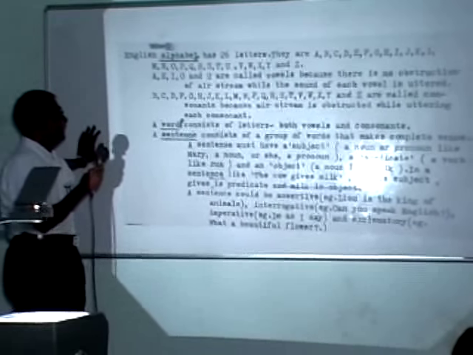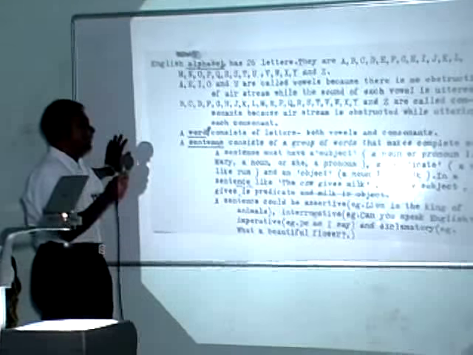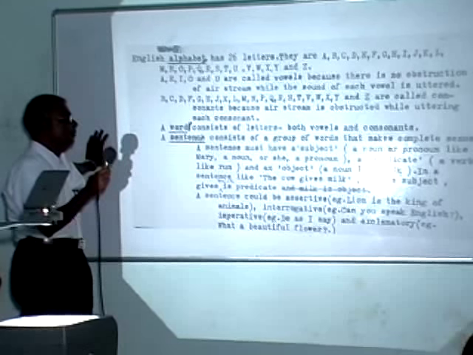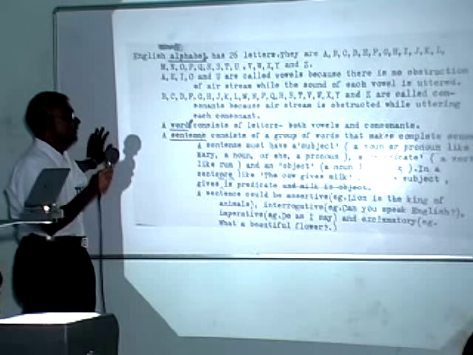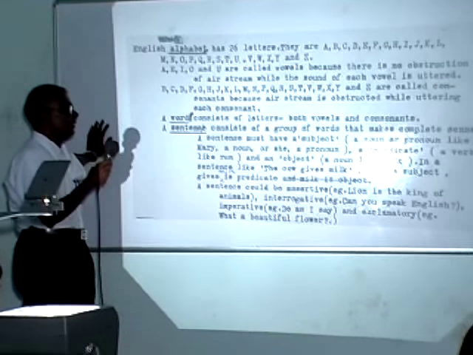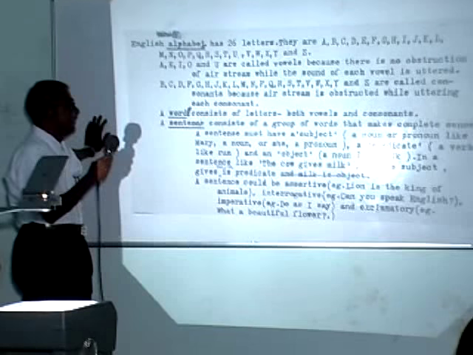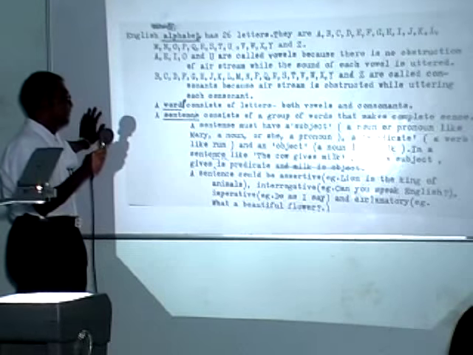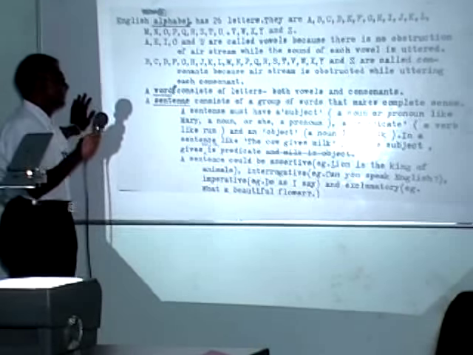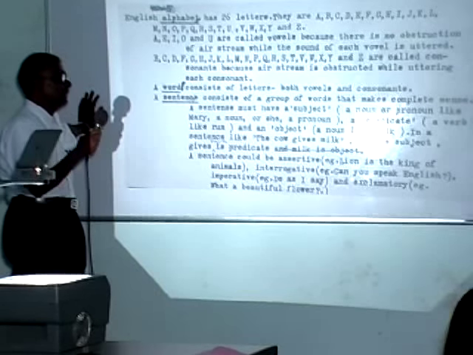However, B, C, D, F, G, H, J, K, L, M, N, P, Q, R, S, T, V, W, X, Y, and Z are called consonants because the breath is obstructed while uttering each consonant. A word consists of letters, both vowels and consonants. A sentence consists of a group of words that makes complete sense.